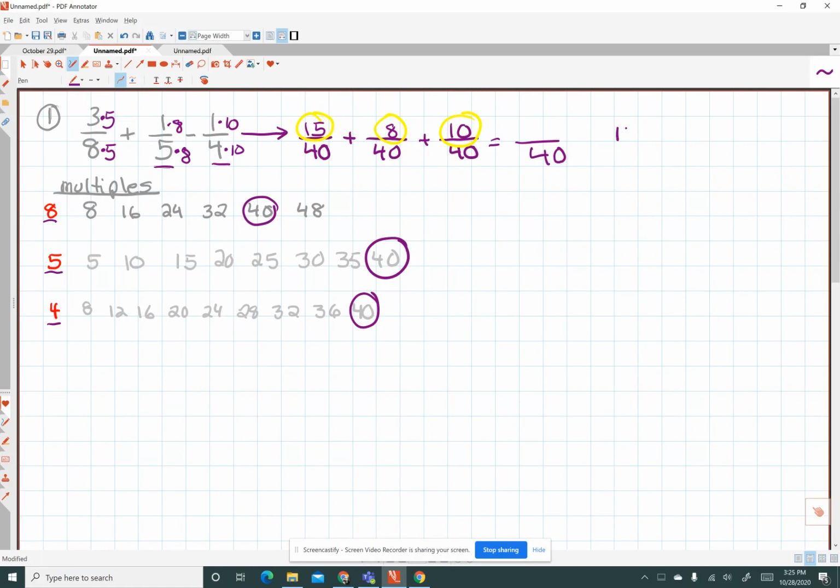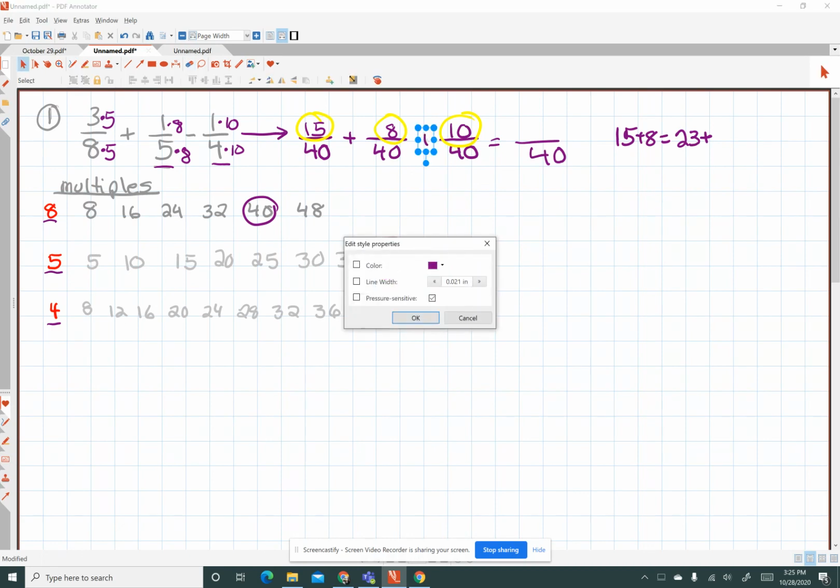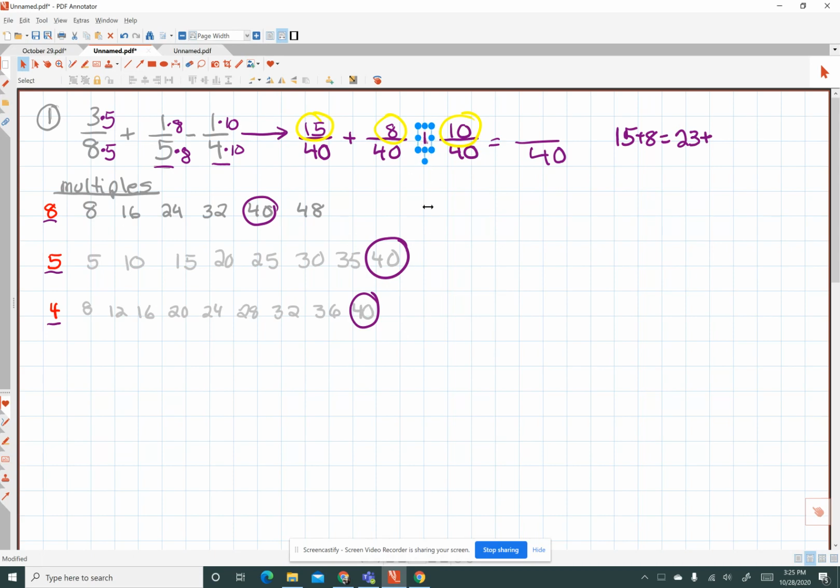So 15 plus 8 equals 23 plus 10. Oh, I'm sorry, minus 10. I made a little mistake. That should be a minus right there. You can take it away like that. And let me put the minus sign back. Okay. So this again should be minus over here.